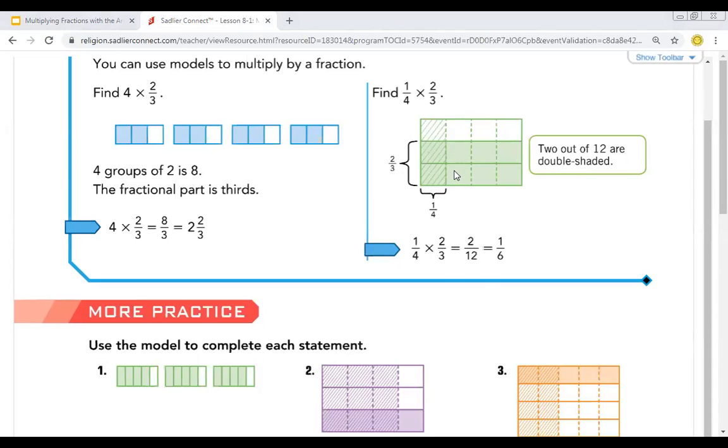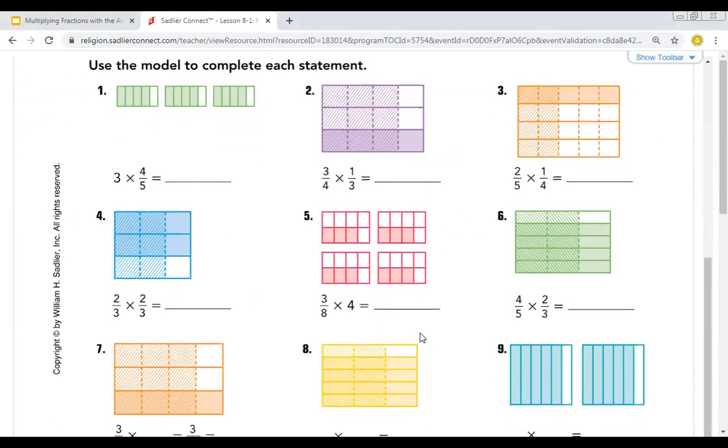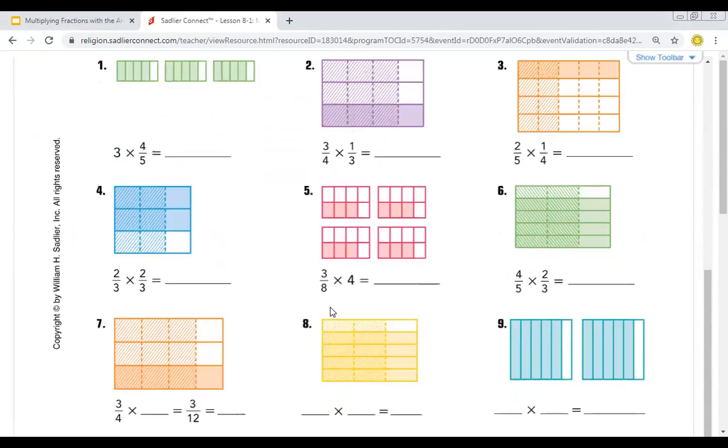2 out of how many parts are all together there? 2/12, right? There's 12 pieces altogether. So we can reduce 2/12 to be 1/6. So let's look now down the page. And what I want us to do first is label each of the problems. Are there 9 here total? Okay, cool.